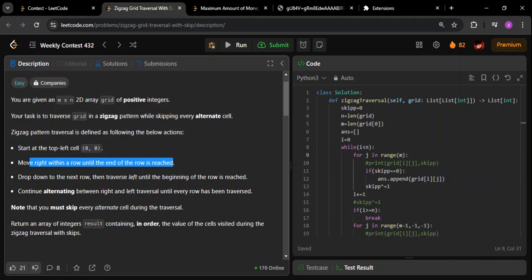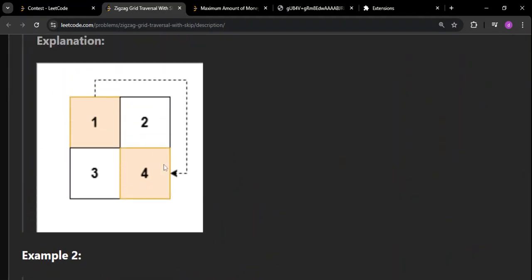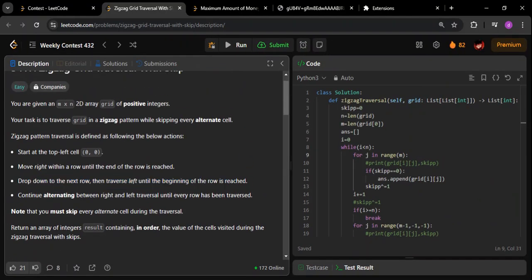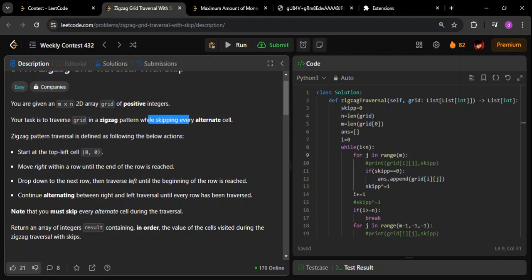And then when we come to the second row, drop down to the next row and then traverse left until the beginning of the row is reached. That is, for the first row you will have to go from left to right, and for the second row you have to go from right to left. That is what they're trying to say. Continue alternating between right and left traversal until every row has been traversed. So this is all about zigzag traversal. Now we will understand about what is this skipping every alternate cell.